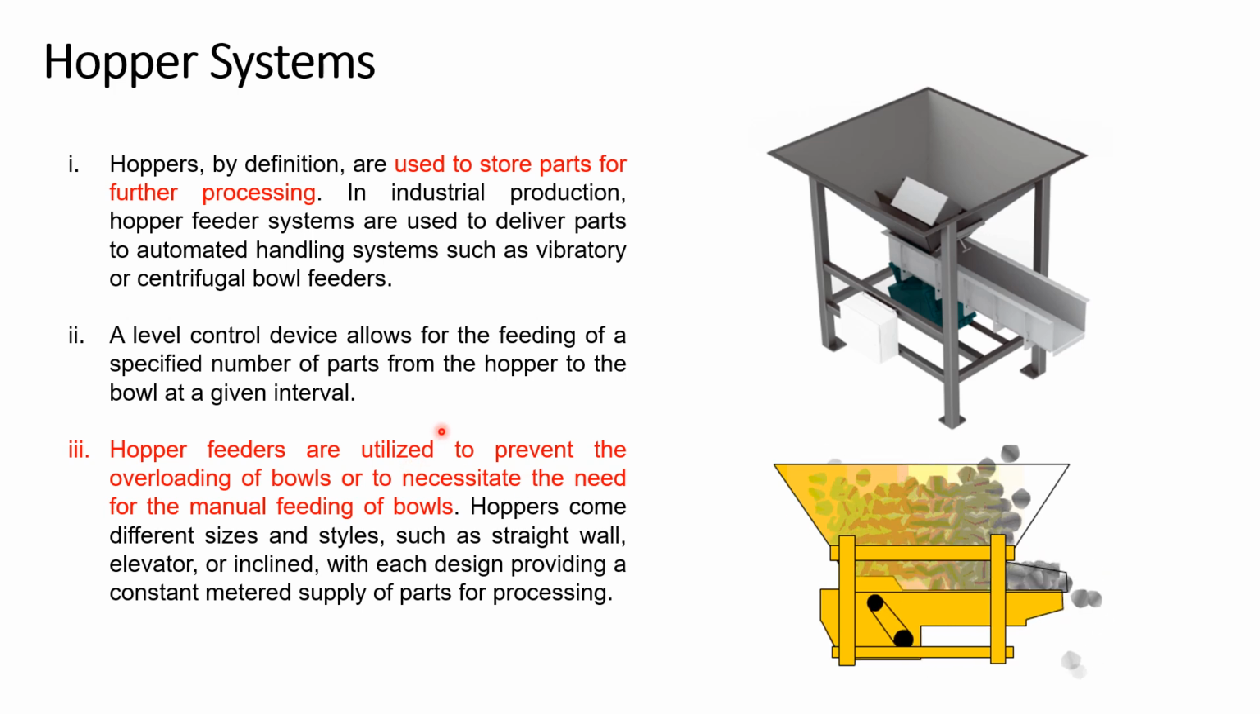The hopper feeders are utilized to prevent overloading of the bowls, because if we directly put the material into the bowl feeder, it may get overloaded. These hoppers come in different styles, such as straight, elevated, and inclined, and we can change the design according to our application also. So this is the first component, the hopper system.